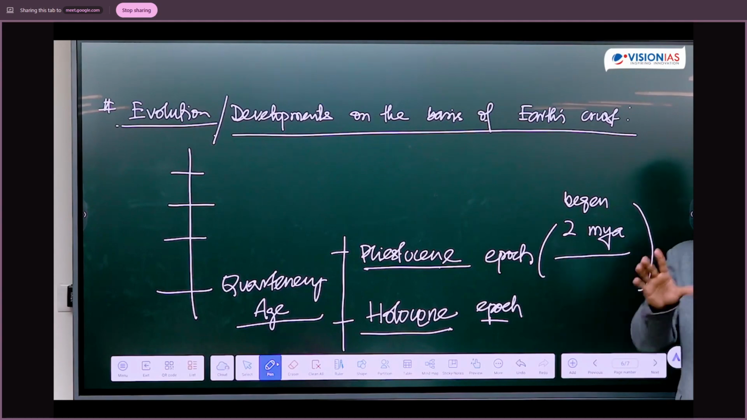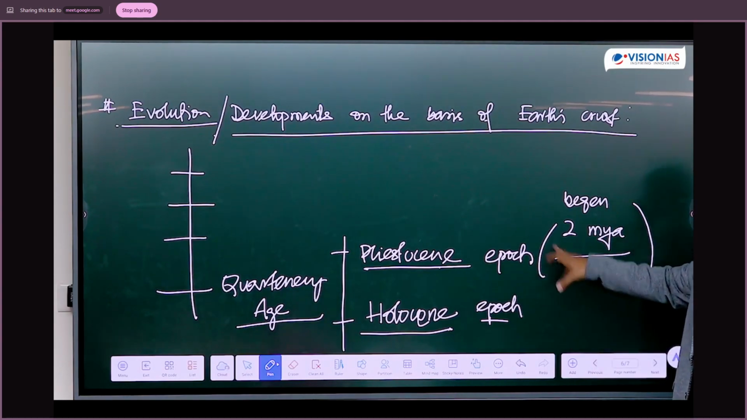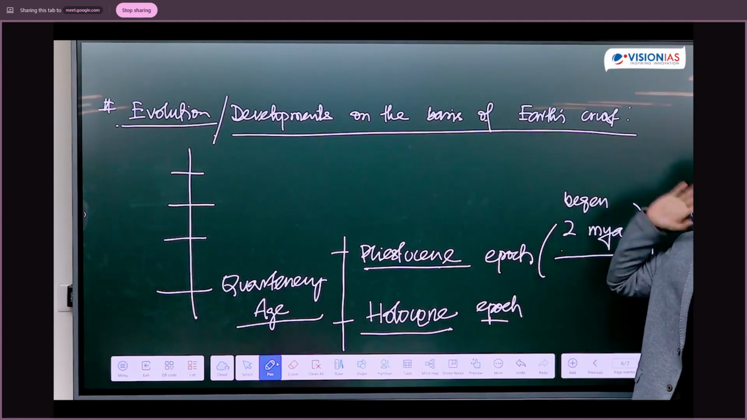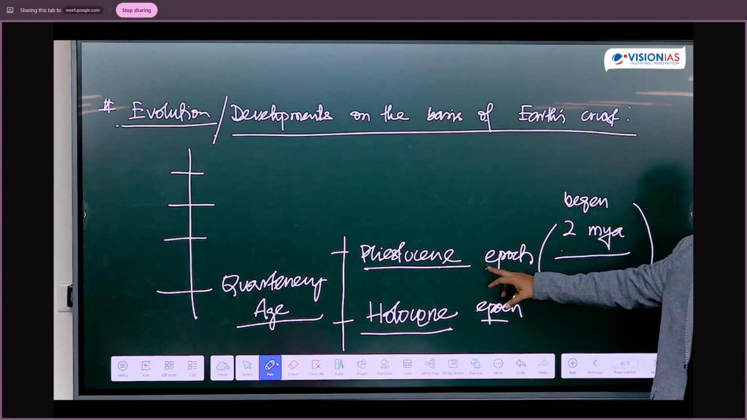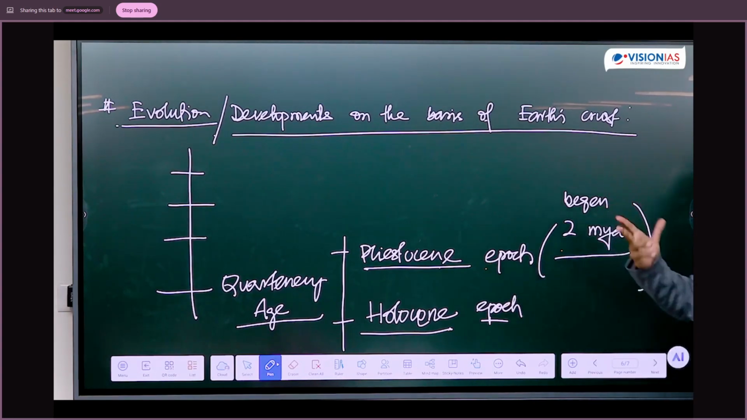That means you look at your timeline and tell me which period does it coincide with. Beginning of Paleolithic period. Homo habilis. That means that is Pleistocene. That is just 20 lakh years. 20 lakh years have passed since then.